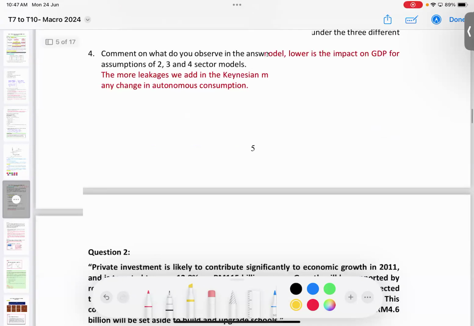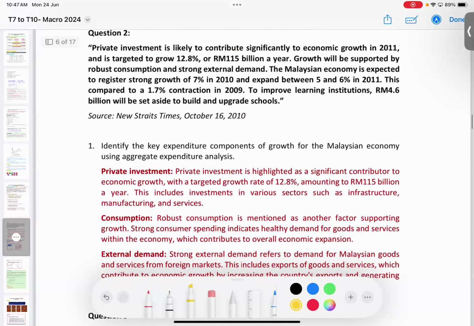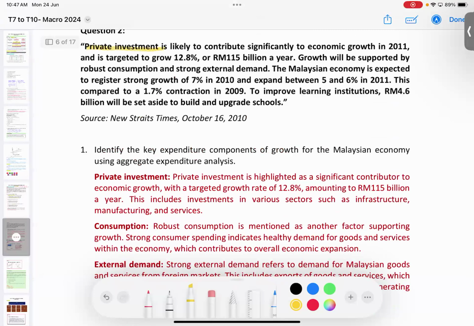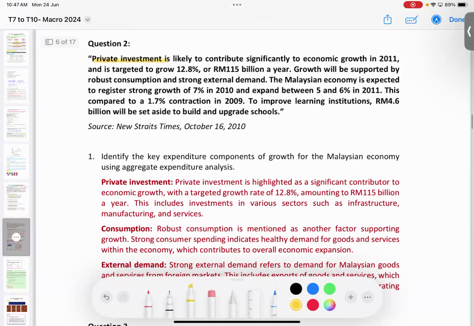Okay, now move on to question 2. This one I just want to go through quickly. Private investment is likely to contribute significantly to economic growth. So here they talk about private investment, meaning investment, injection. And it is targeted to grow 12.8% or 1.115 billion a year. Growth will be supported by robust consumption and strong external demand. What is external demand? Exports. So you have investment here, consumption here, and exports here.